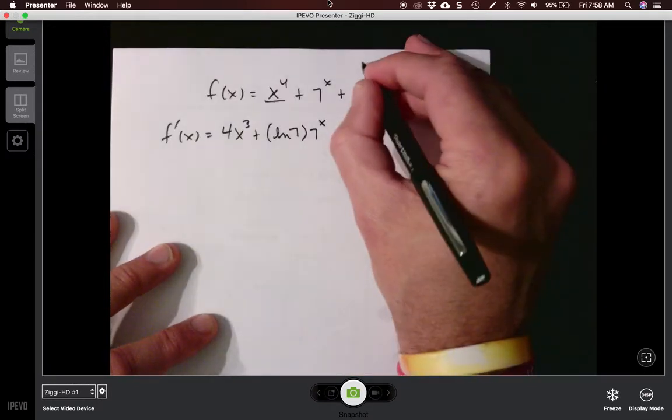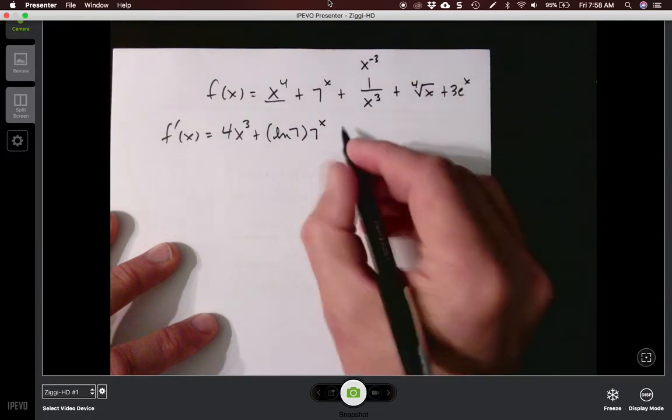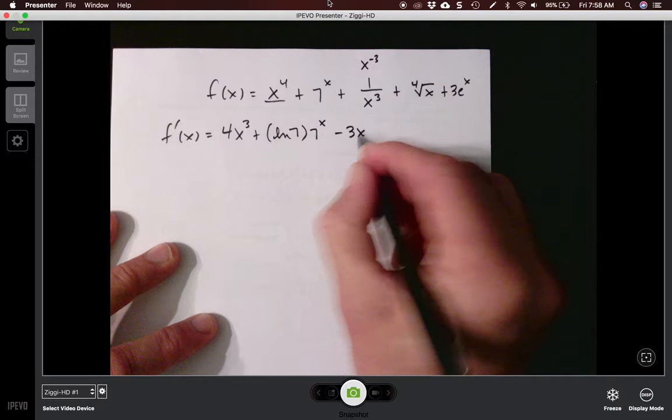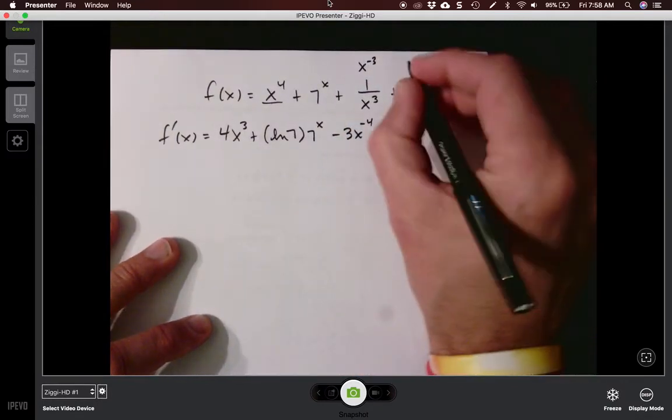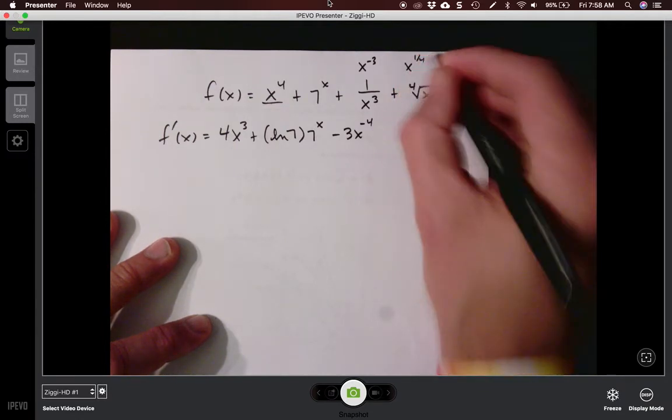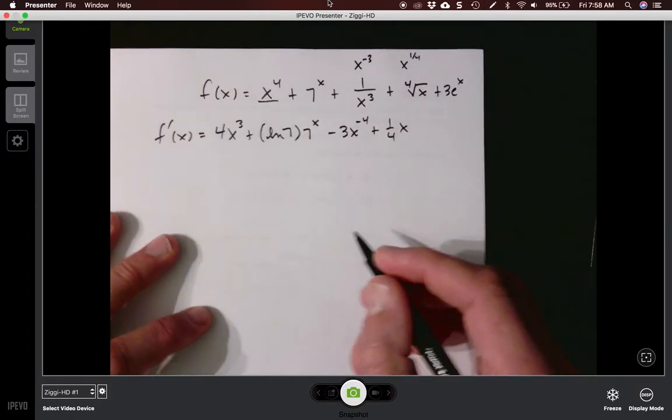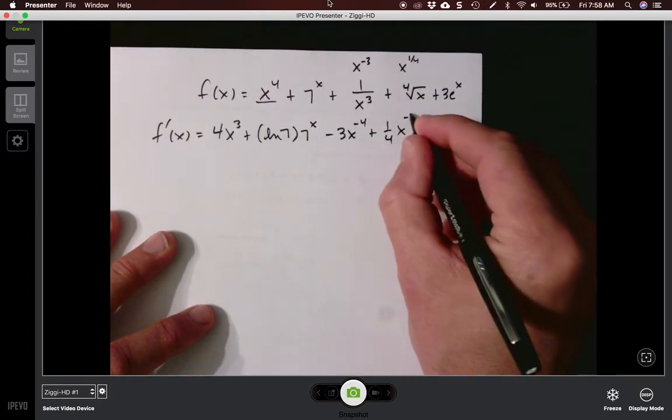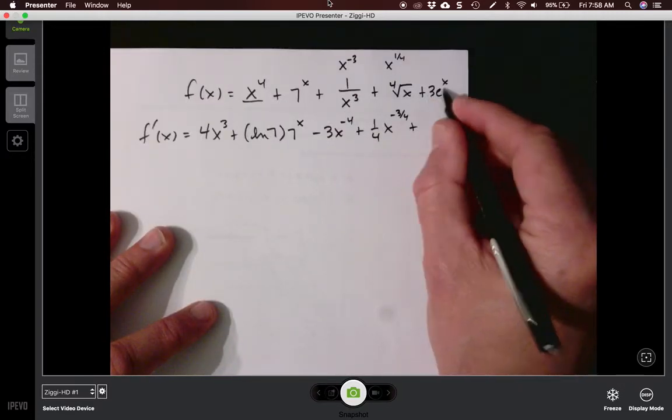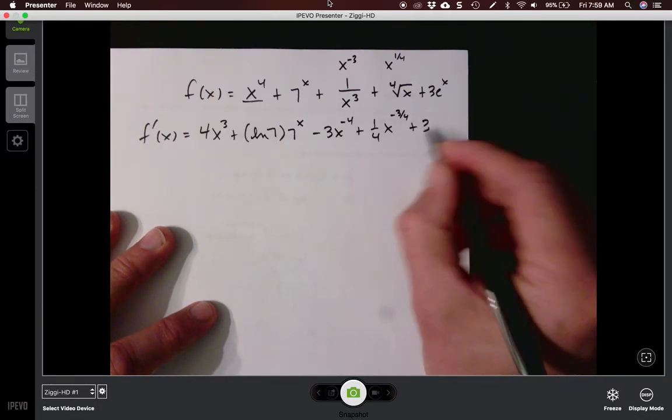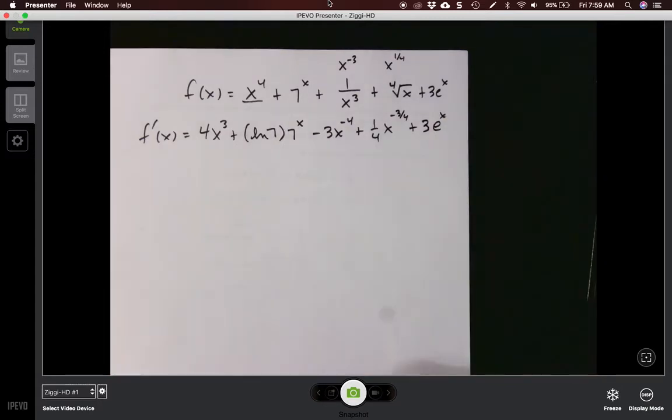This one I want to think of as x to the negative 3rd power. Take the derivative of that using the power rule, and that's going to give me negative 3x to the 1 less power, which would be negative 4. This one I want to think of as x to the 1/4 power. So we get 1/4 x, and then 1/4 minus 1 is minus 3/4. And then this last one is a constant times an exponential function. So we're just going to take the constant 3, and the derivative of e to the x is e to the x.